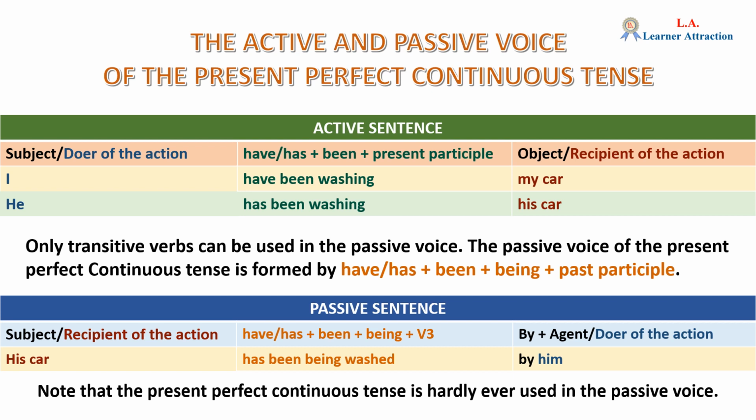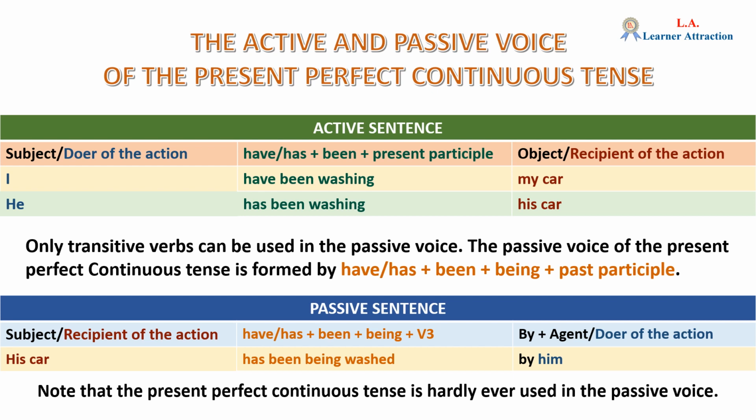The subject or the doer of the action, he, have or has, plus been, plus present participle, has been washing. The object or the recipient of the action, his car. He has been washing his car.